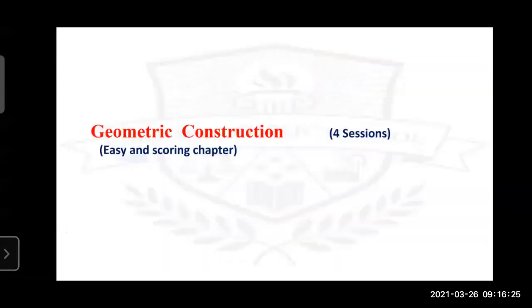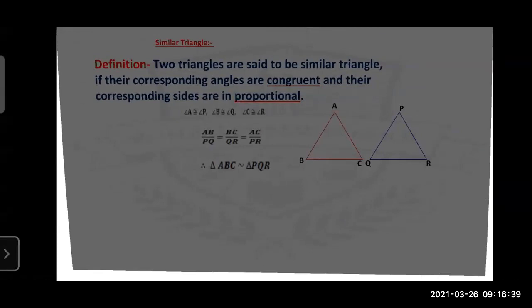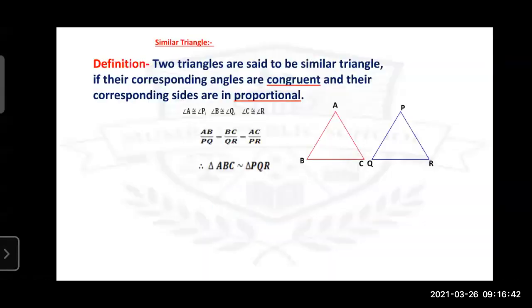Okay. Now the next chapter, that is geometric construction. Easy, simple and scoring chapter. In this chapter, there are 2 parts, part A and part B. So in part A, we construct a similar triangle, and in part B, we construct a tangent to the circle. So already we discussed what is meant by similar triangles. When we say that 2 triangles are similar, their corresponding angles are congruent and their corresponding sides are in proportion.